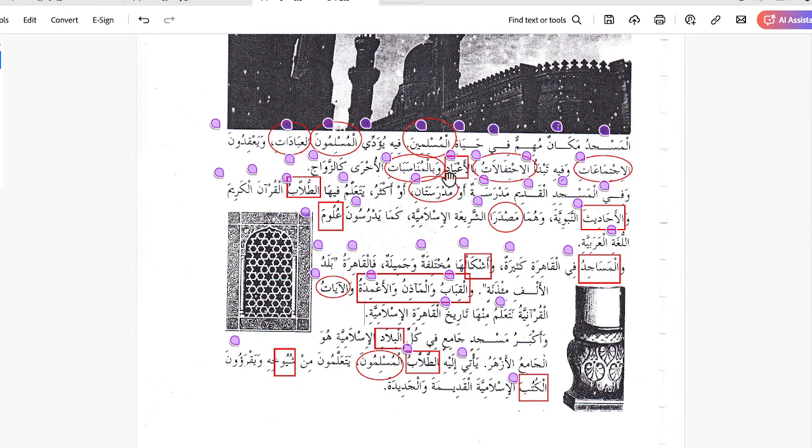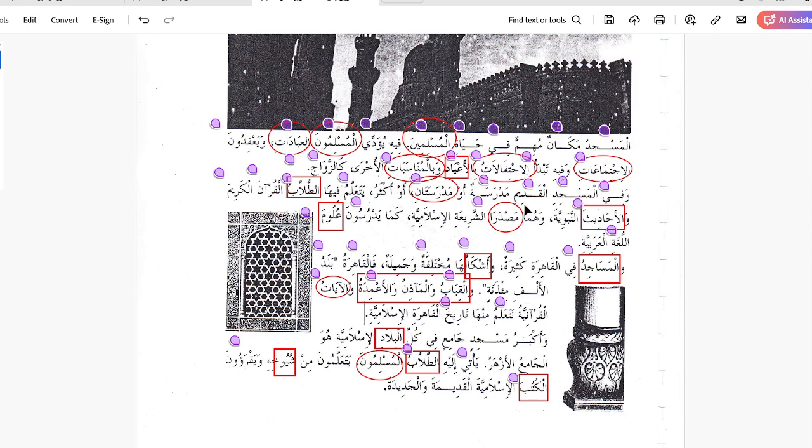Bil-a'yadi is jarr wa majrur. A'yadi is the broken plural of 'id. Wa bil-munasabatil-ukhra: munasabati is also jarr wa majrur, and the singular is munasabatun. So ati is added because this is ism majrur. For nasb or jarr, ati or atin is added. Ka-az-zawaj, like the marriage.